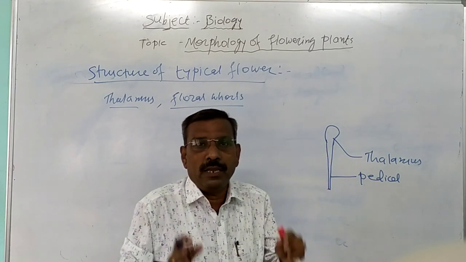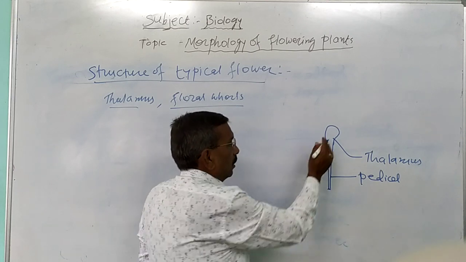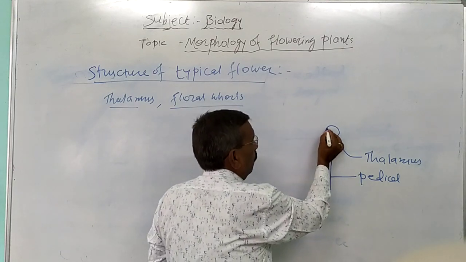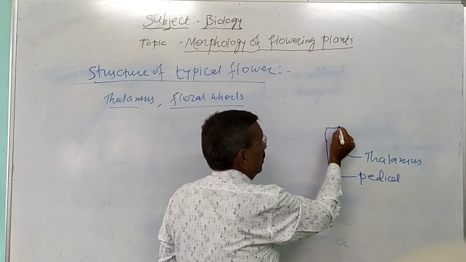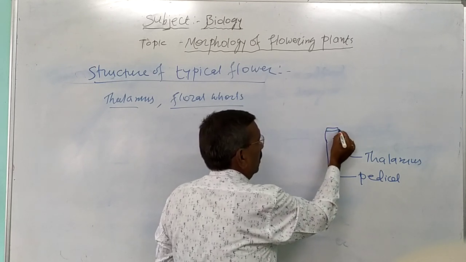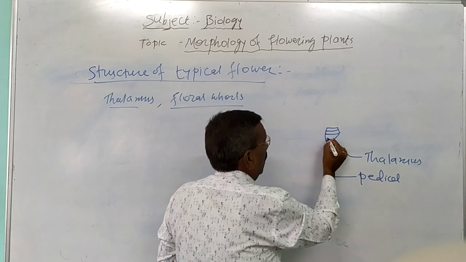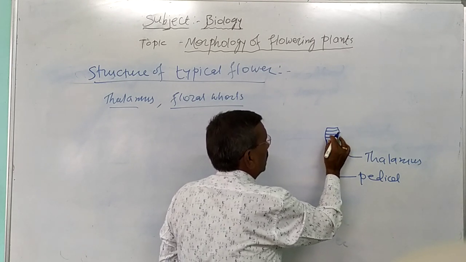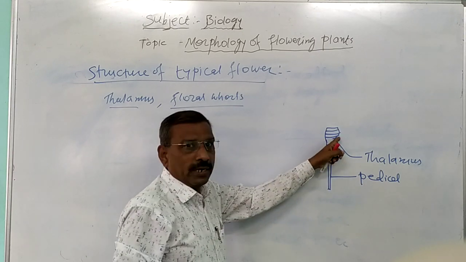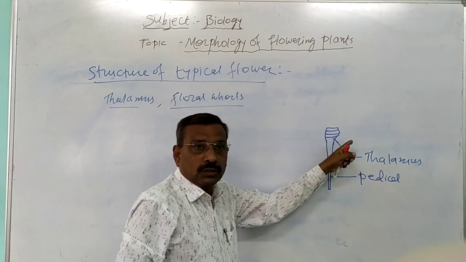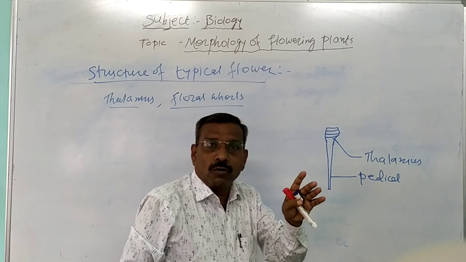Thalamus may be cup shaped, or it may be conical in shape, or it may be elongated in shape. Now this thalamus consists of nodes and internodes. This is one node, this one is the second node, this one is the third node and this one is the fourth node. A thalamus consists of nodes and internodes. Now here, how many nodes? Four nodes.